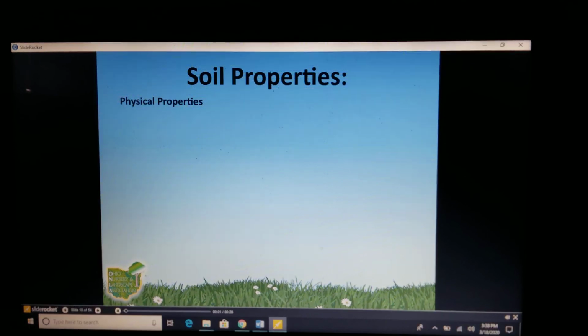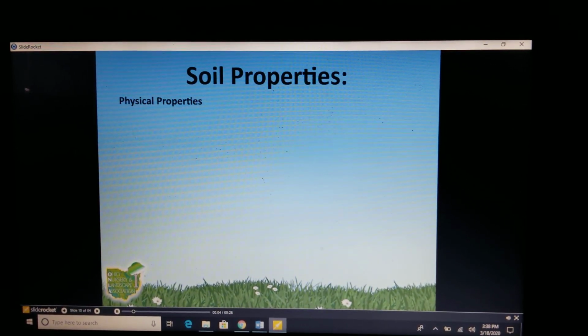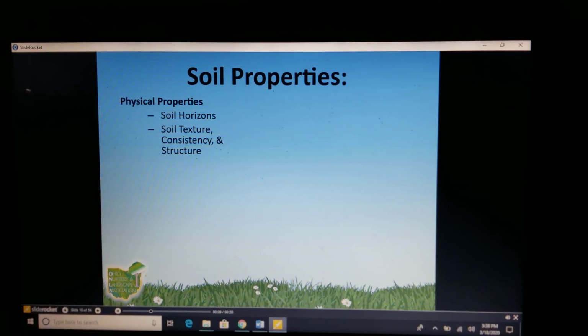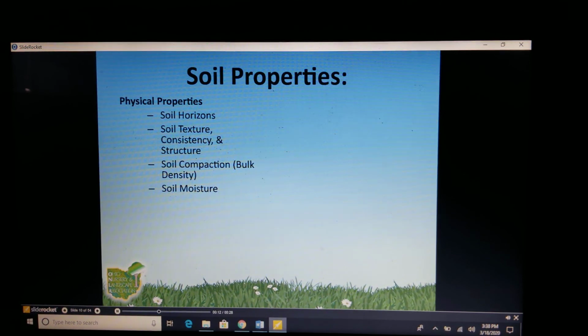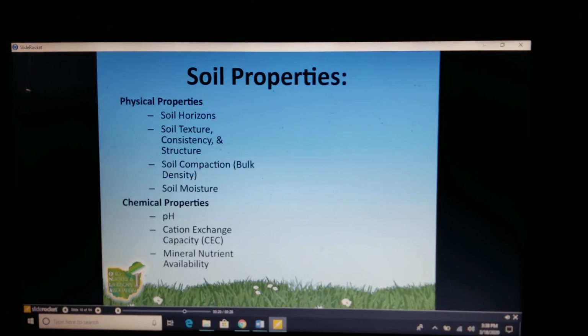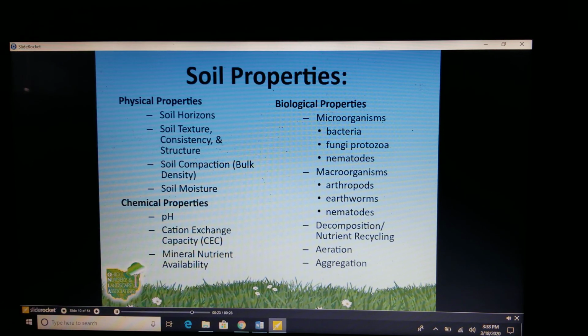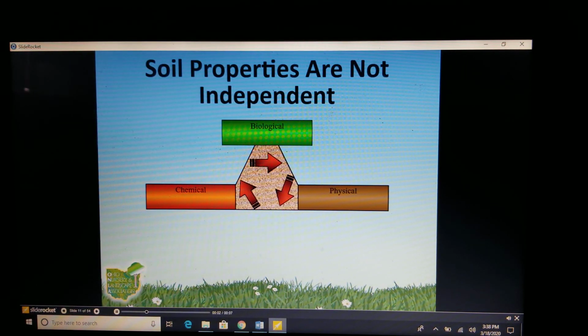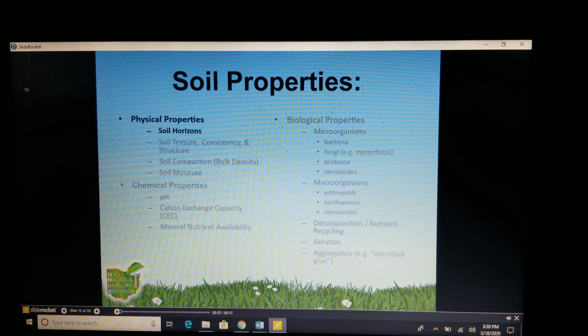Soil properties are generally separated into three categories. The first category is physical properties, which include soil horizons, texture, consistency, density, and moisture. The next soil category is the chemical properties, which includes the soil's pH, cation exchange capacity, and the available nutrients. Biological properties include the presence of microorganisms and macroorganisms, nutrient recycling, and aeration. Keep in mind that the three soil properties do not behave independently. They interact with one another to affect the nature of the soil. When discussing soil properties, we'll start with the physical attributes.